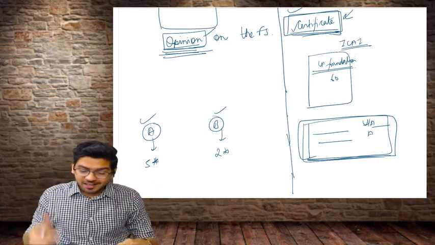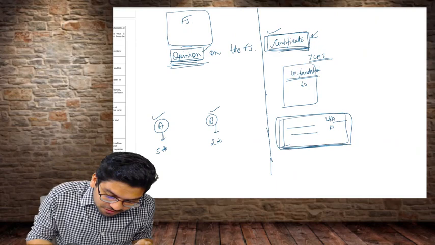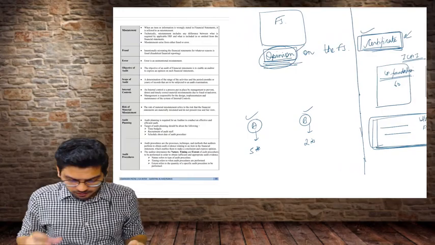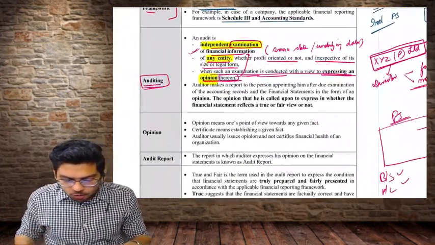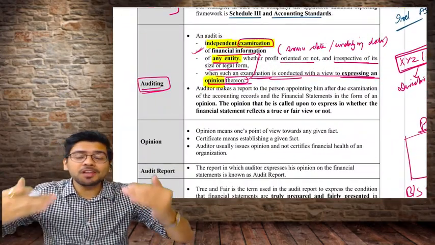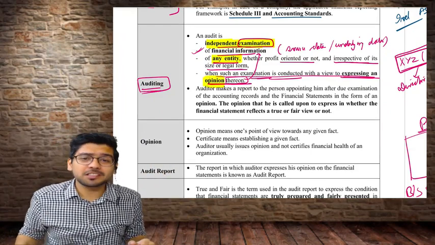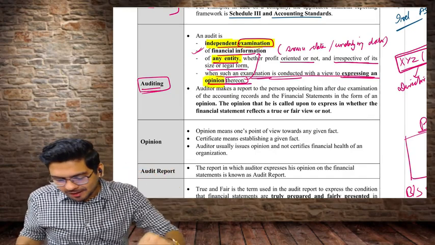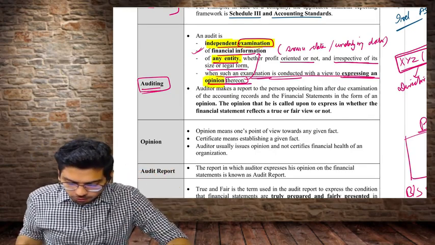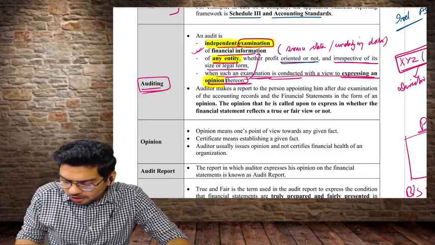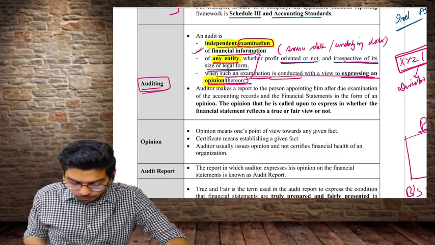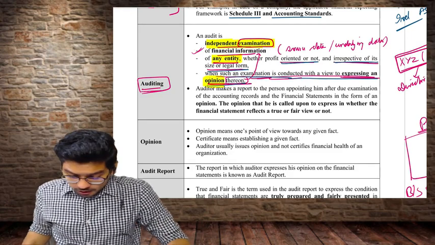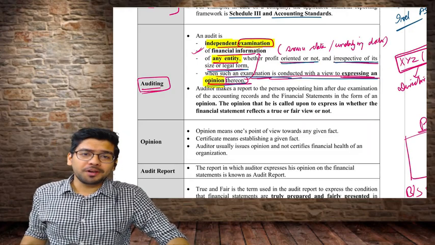Now again let us understand the significance of the word opinion. Coming back to the auditing definition, in auditing the auditor only issues an opinion. He gives an opinion after examining the financial information. Let me read the definition again. Audit is independent examination of financial information of any entity, whether profit oriented or not, and irrespective of its size or legal form, when such an examination is conducted with a view to expressing an opinion thereon. So the auditor only gives an opinion thereon.